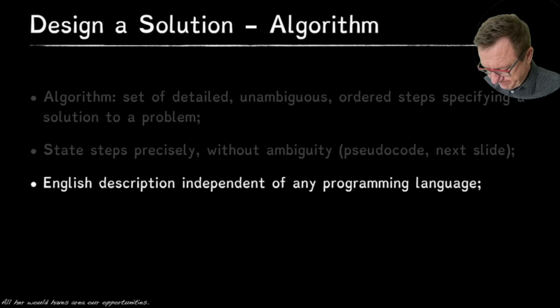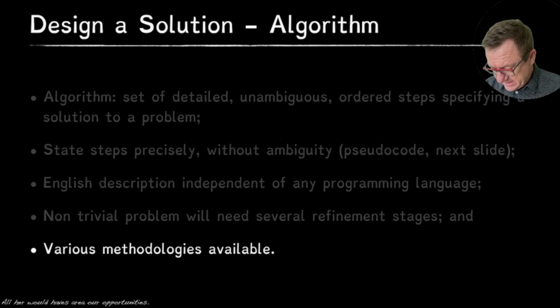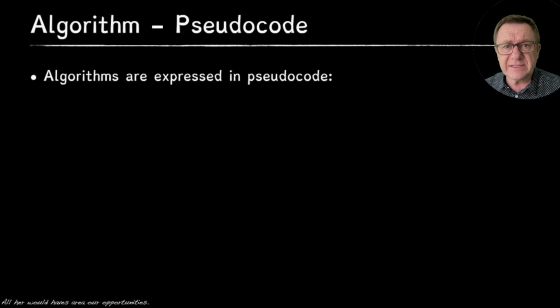Here we are. Okay, so English description of the problem. A non-trivial problem is going to require lots and lots of non-trivial things and refining it to ensure we've got it correct. And there's a bunch of different ways we can go about designing this kind of solution, this kind of algorithm. We're going to be talking a lot in this unit about pseudocode.